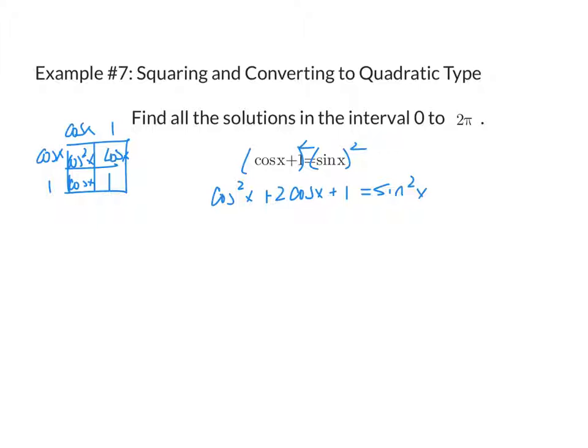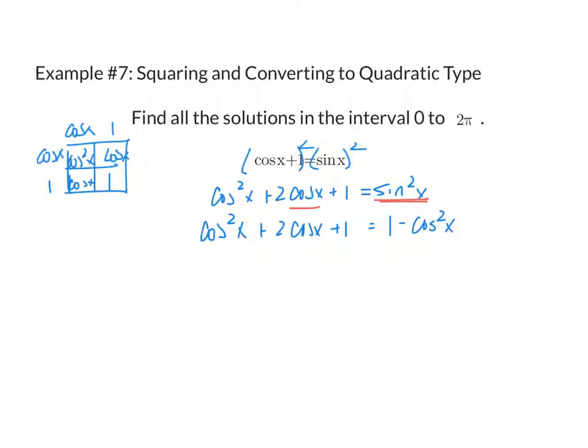But if I want everything in terms of just one variable, you want to decide that based off of the trig function that's not squared. And the trig function that's not squared is cosine x. So I need to change this sine squared x in terms of cosine squared. And we've already stated before that sine squared is the same thing as 1 minus cosine squared x. So if I rewrite this, then it becomes cosine squared x plus 2 cosine x plus 1 equal to 1 minus cosine squared.